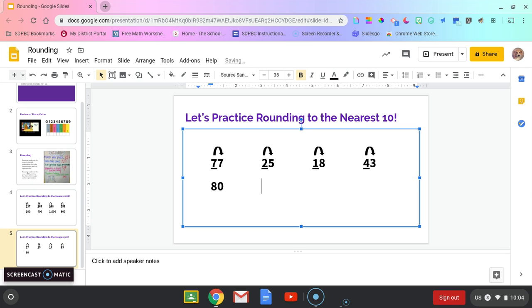All right, so 25, I've already underlined the digit in the tens place, which is a 2, and then I'm looking right next door. Is the 5 going to make the 2 round up or stay the same? It's going to make it round up. Remember, 5 or more, it rounds up. So it's going to round up to a 3. And then my other digit turns to a 0.